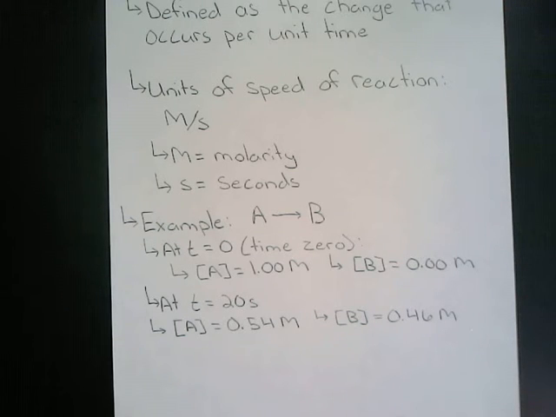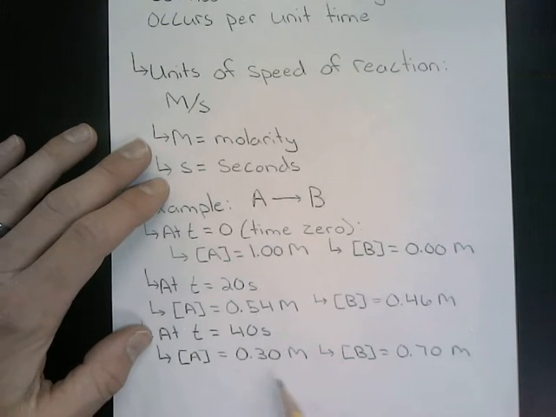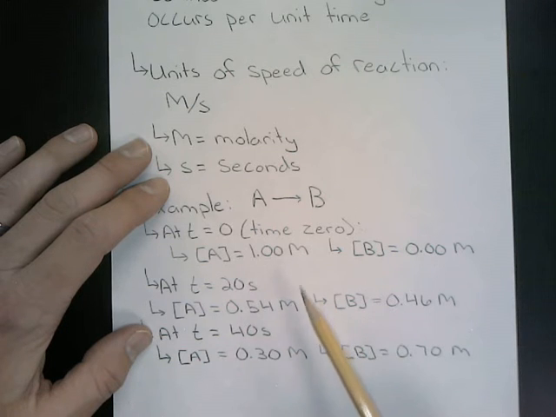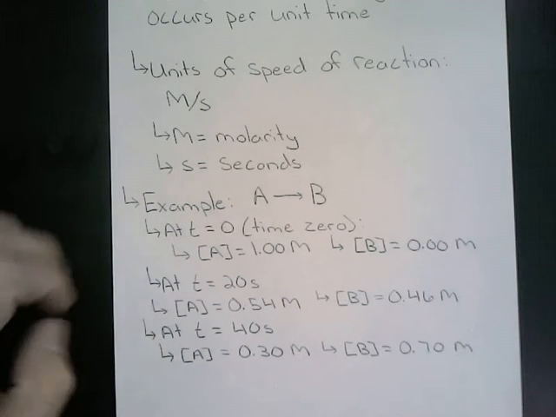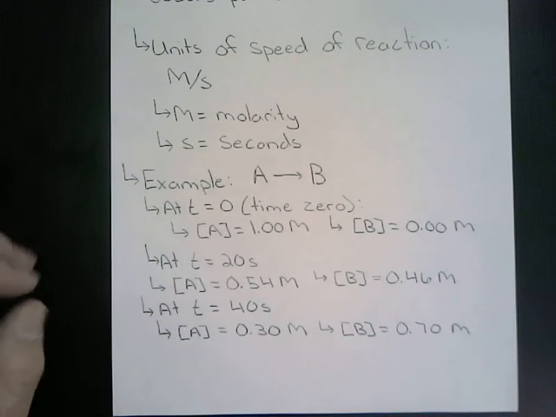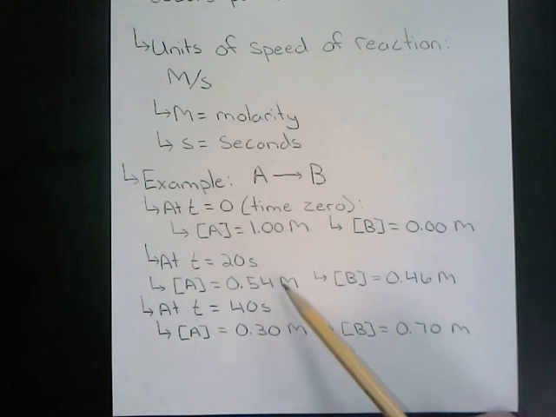Now let's say we let this reaction run to 40 seconds total, and at 40 seconds there is now 0.30 molar A and 0.70 molar B. So again, notice how both of these added together still equal that 1 molar that we began with. And the other thing to notice is this. As we lost more and more A, we produced more and more B. Again, emphasizing here the law of conservation of mass and matter.